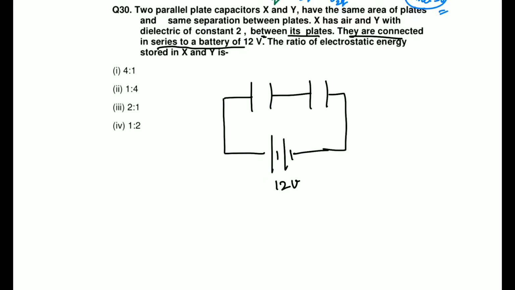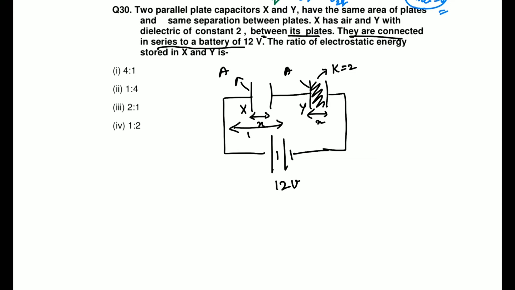Okay, great. So you have to understand the first one, same separation. Same area of the plates: if this is A, then this is also A. Same separation between the plates. Let me call this one X, this one Y. X has air in between, and Y has a dielectric material of dielectric constant K equals 2. They are connected in series to a battery of 12 volt. The ratio of electrostatic energy stored in X and Y, so we have to talk about the ratio of electrostatic energy stored here.